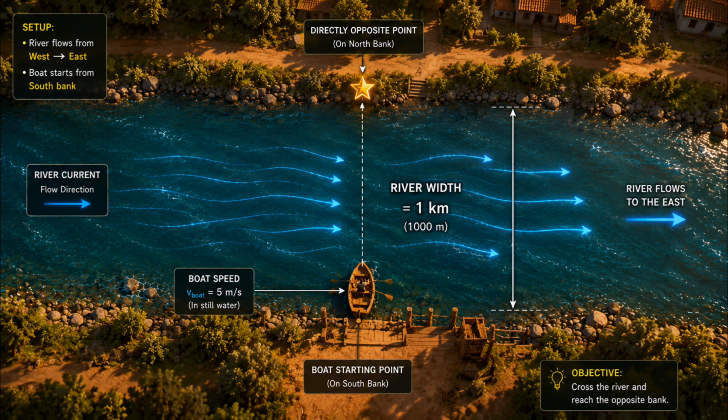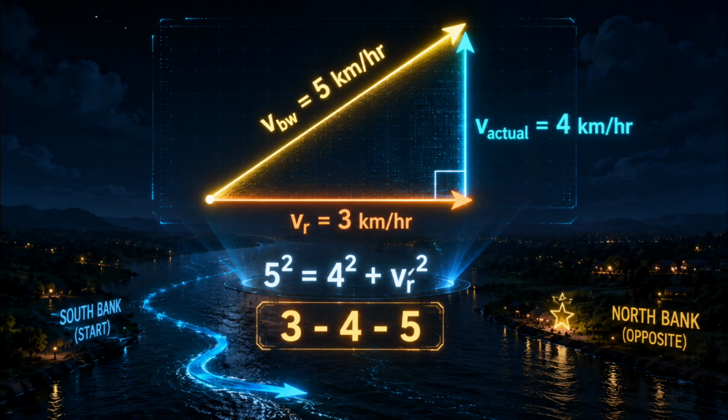What does shortest path actually mean here? Shortest path means the boat lands directly opposite. No drift, straight across. For that to happen, the boat must aim upstream, and the river must push it exactly back. These 2 effects cancel. The resultant is perpendicular. Now look at the triangle.